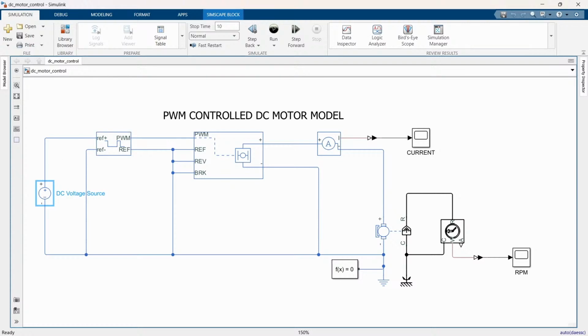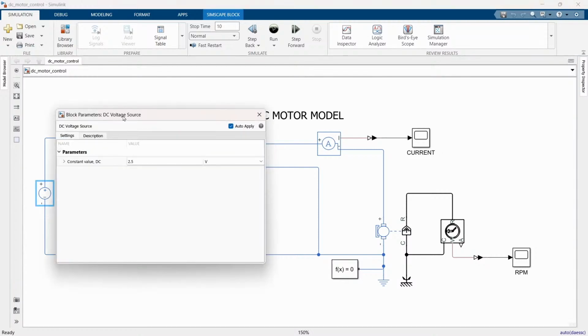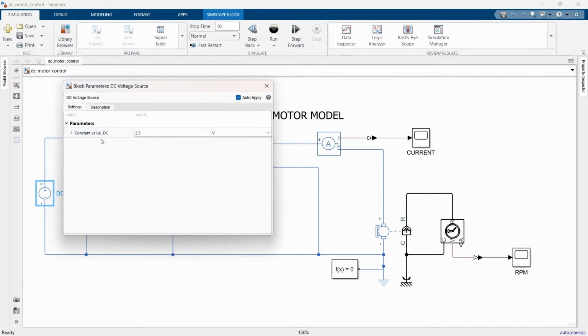Think of it like the gas pedal in a car. The voltage determines how much power is sent to the motor. So this is the DC voltage source. Here I am going to give the value: I am going to set the constant DC voltage to 2.5. This is the baseline power level for the motor.